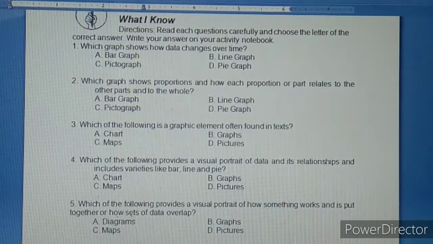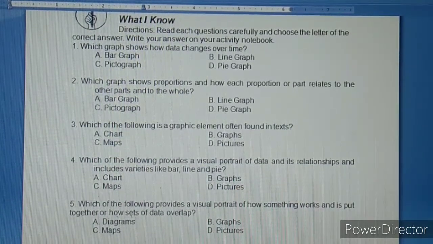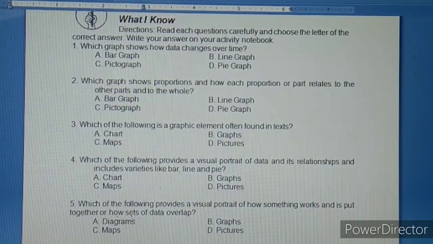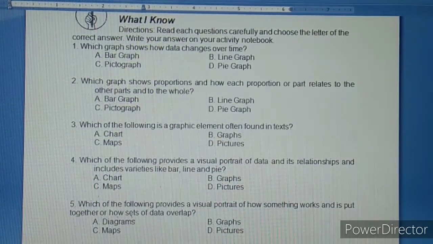Number 3. Which of the following is a graphic element often found in text? A. Chart. B. Graphs. C. Maps. Or D. Pictures. Of course, the correct answer for number 3 is letter D. Pictures.